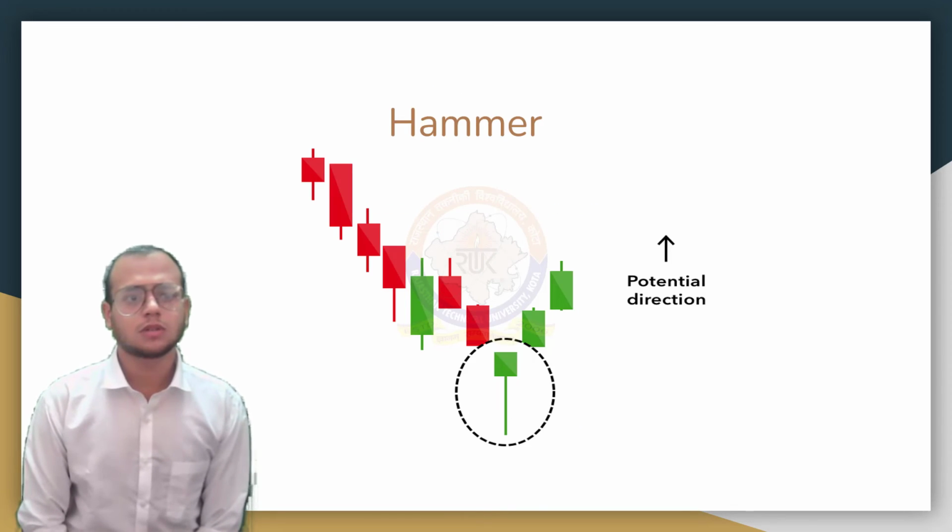Hammer is also like doji, and they are similar to each other. The difference is that it is not a neutral candle. It shows positivity in the market, which means buyers are more powerful than sellers, so there are more chances that price moves higher. In this chart, you see it looks like the shape of a hammer.